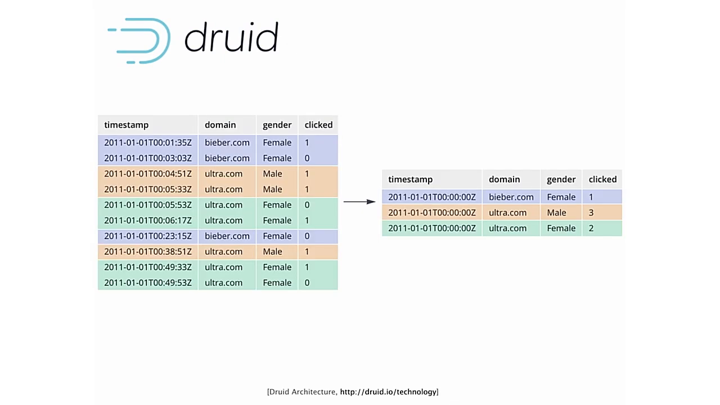Let me explain how data is stored in Druid. Like many analytic data stores, Druid stores data in columns. Depending on the type of column, such as string, number, timestamp, different compression and encoding methods are applied. Druid also builds different types of indexes based on column type.